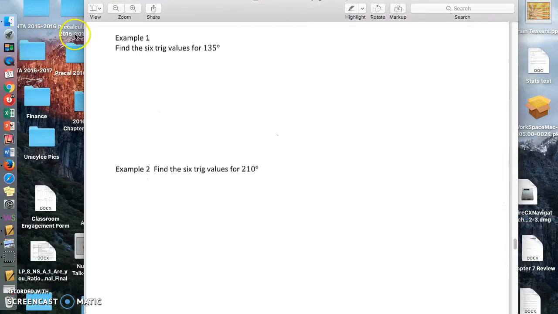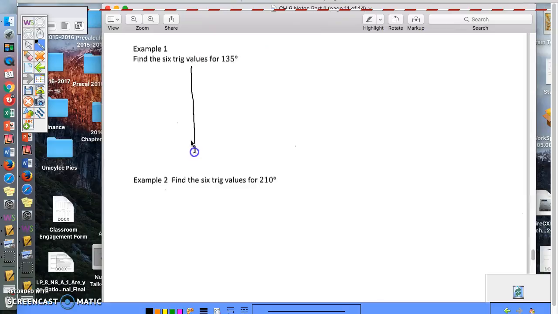So this first one, find the 6 trig values for 135. So 135 would be in this quadrant, because here's our 135. If we make this into a triangle straight down to the x-axis, 90, our radius is 1. Well, what's our reference angle? 135 to 180 is 45. So we know this is root 2 over 2, root 2 over 2. But to get to this quadrant right here, we go backwards and up, so this is negative.